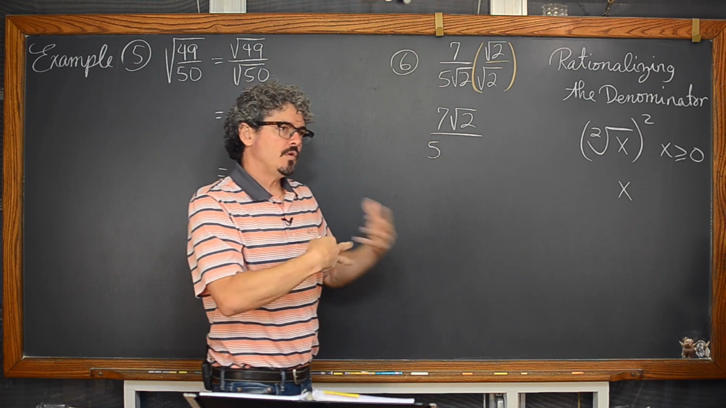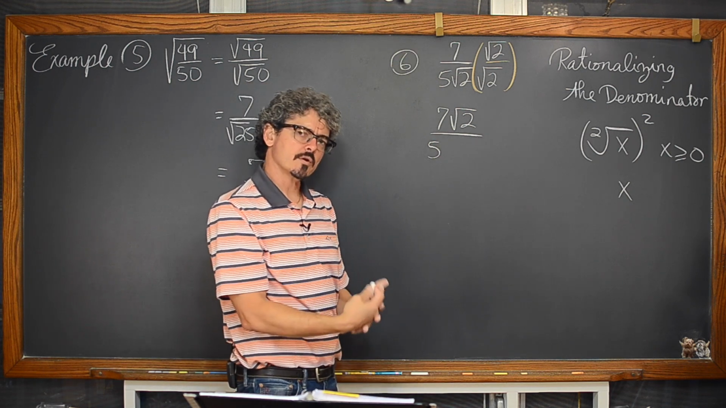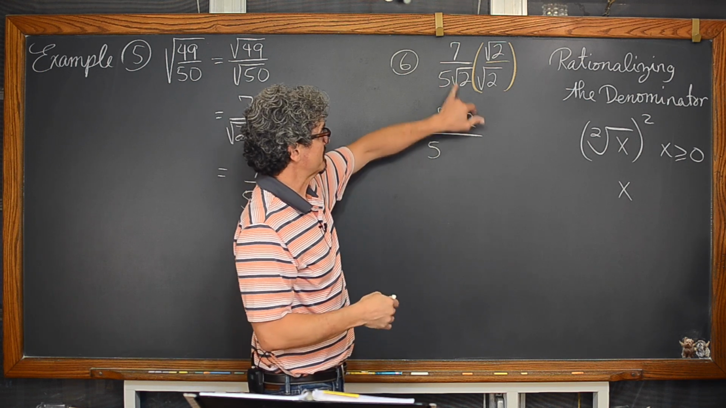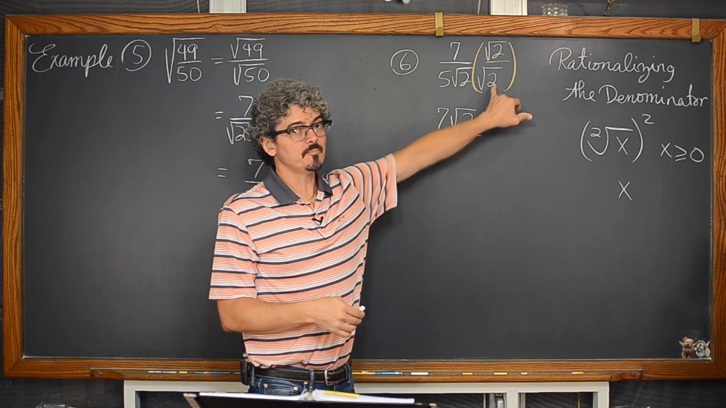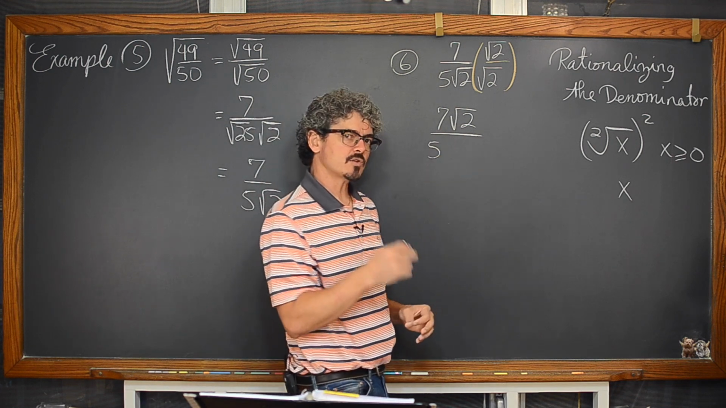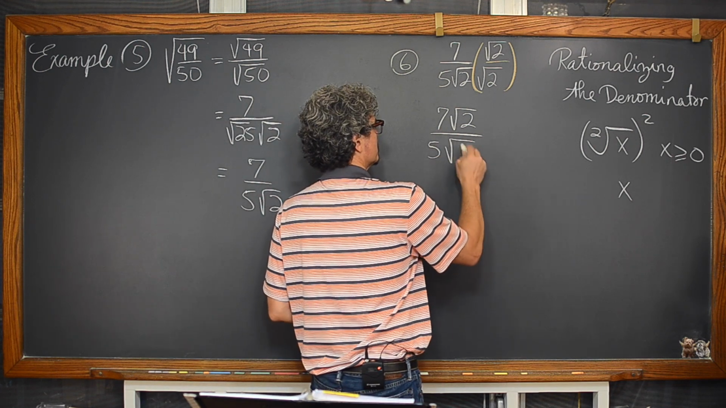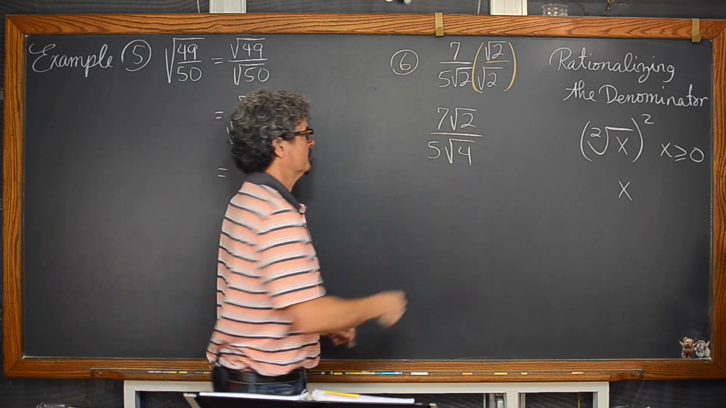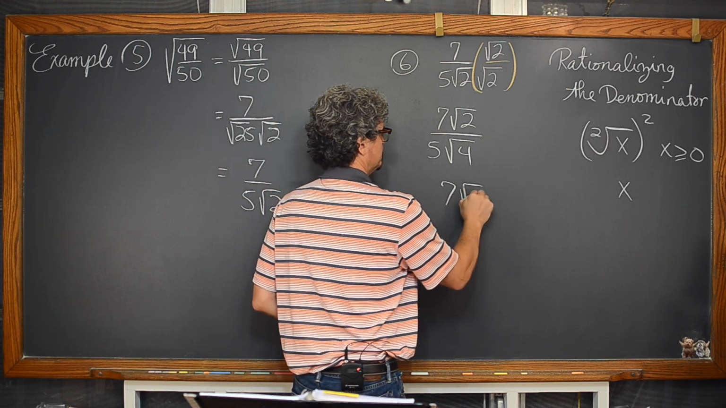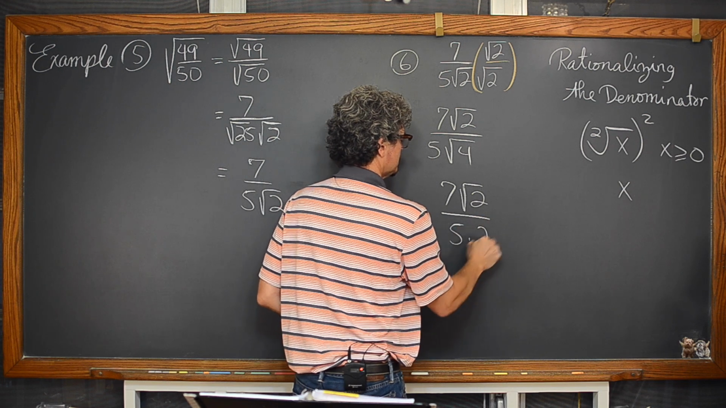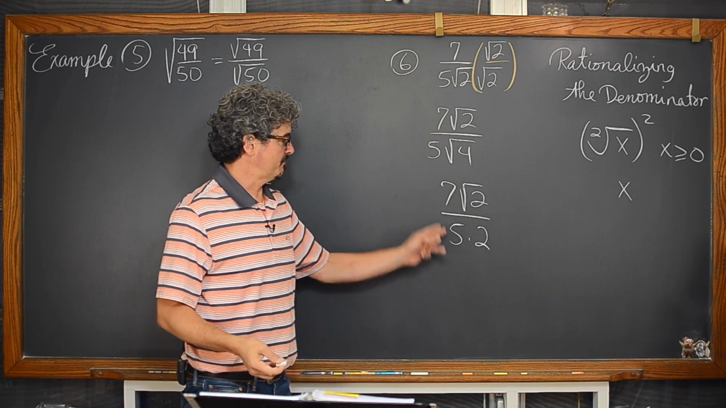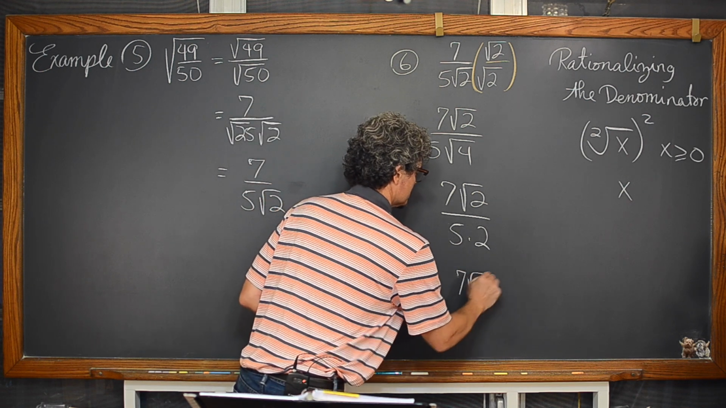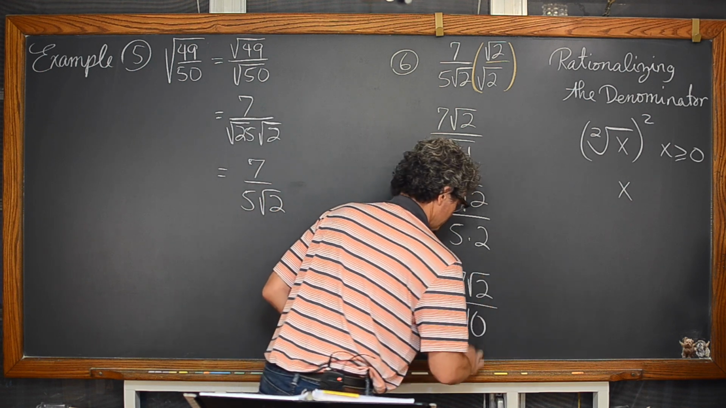Now, you can show as much or as little work as you want here. Ultimately, you're probably just going to write the answer down when you get used to this, but the square root of 2 times the square root of 2 is equal to, with that multiplication property of square roots, the square root of 2 times 2, which is 4, and the square root of 4 is equal to 2. Well, now in the denominator, we have 5 times 2, which is equal to 10, and our final answer is 7 square root of 2 divided by 10.